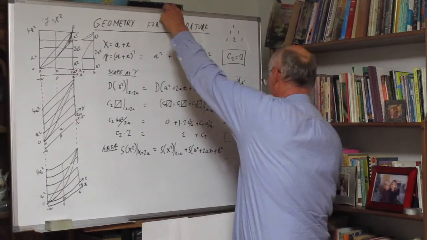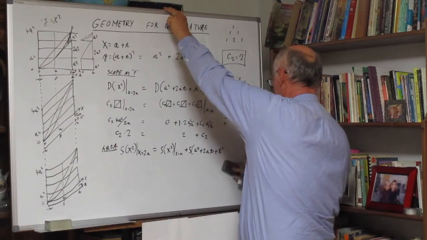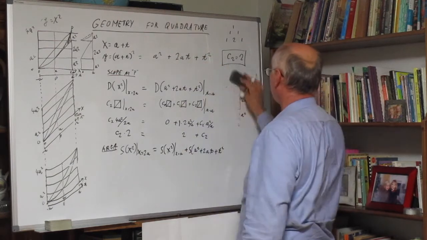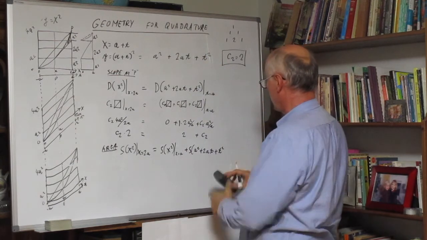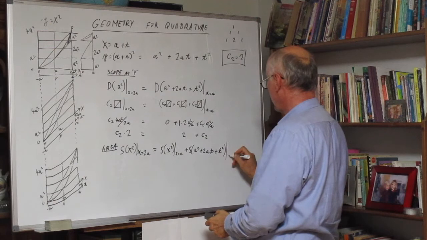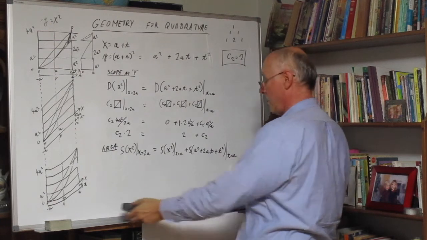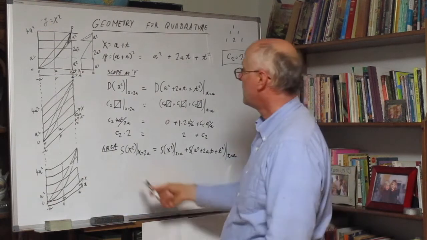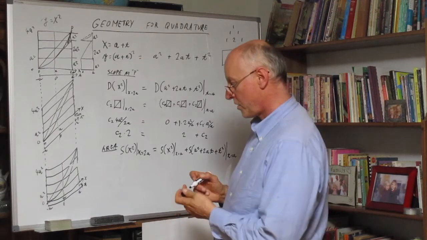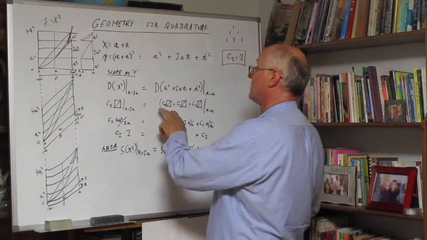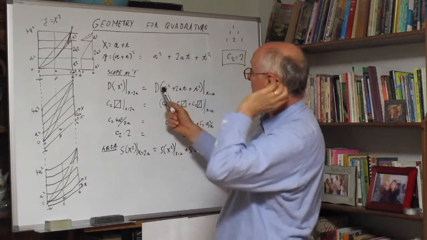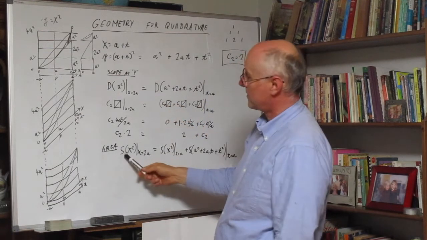So, what's going on here? Okay, evaluated at t equals a. We're using our notation for signed area and tangent slope. D is our tangent slope, S is our signed area.